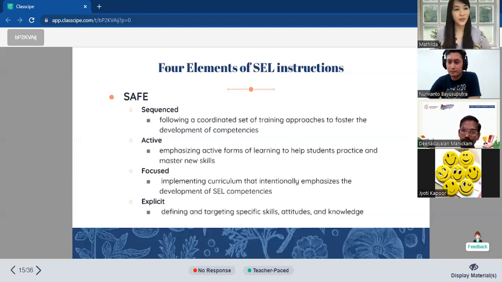Okay, and then the fourth principle is to be explicit, which means that we mention the specific skill and which attitude represents and can foster the development of that skill. Yeah, so those are the four principles when we are about to teach the SEL skills. It is more or less the same as teaching ATL.